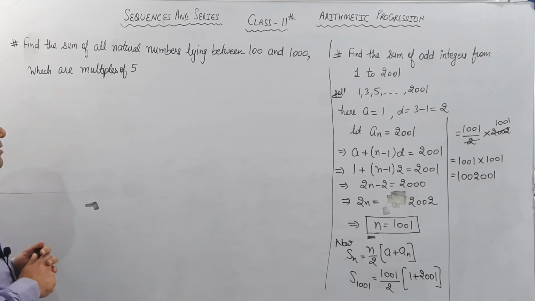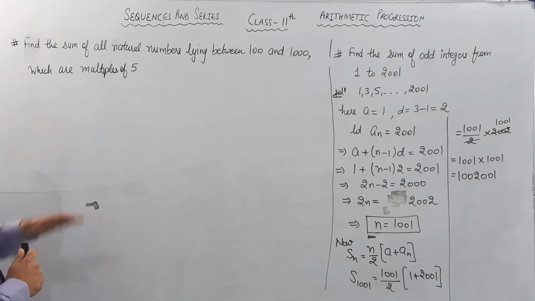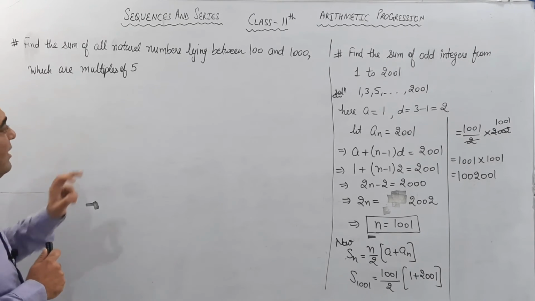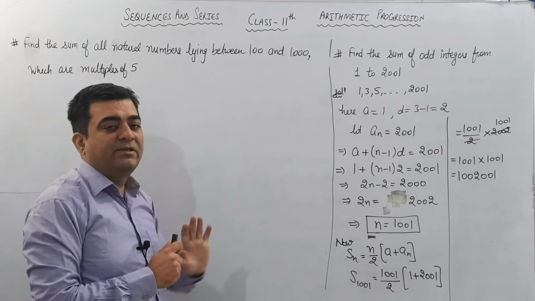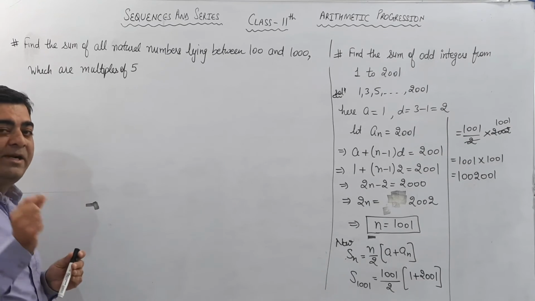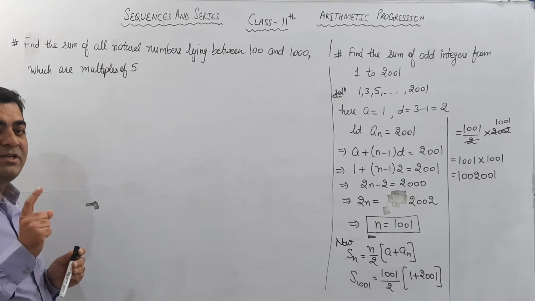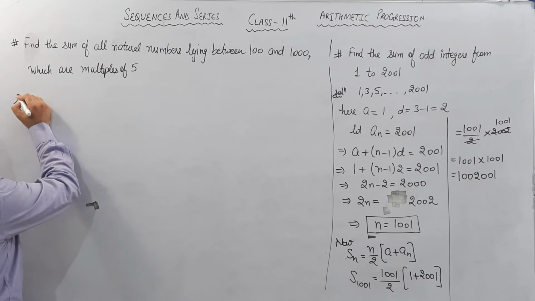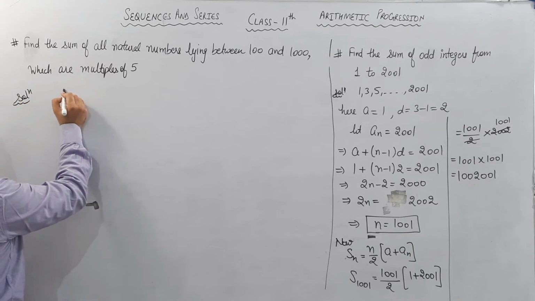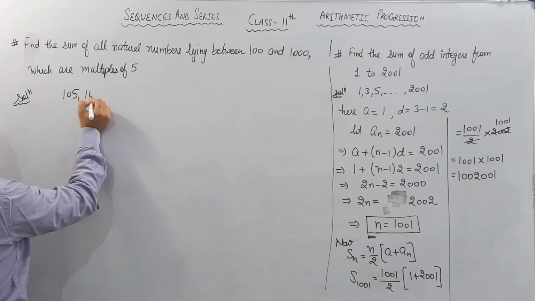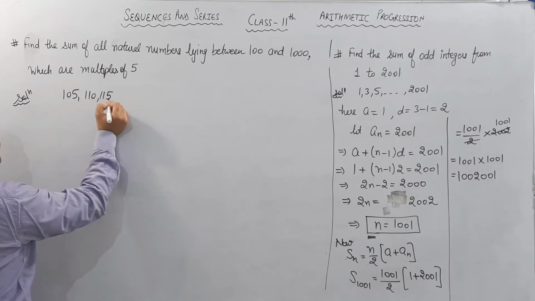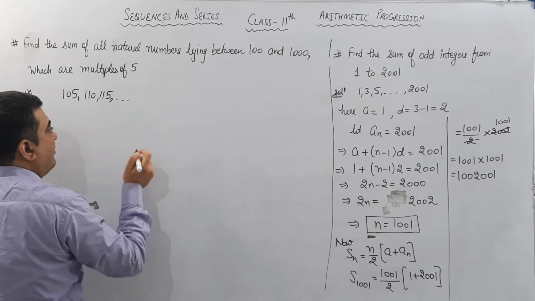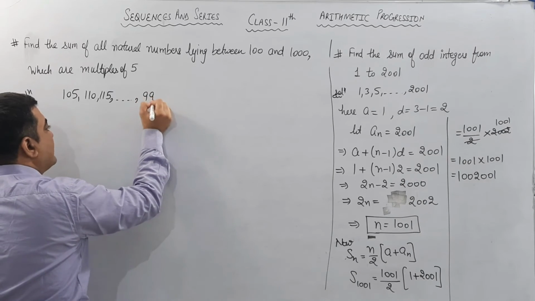Find the sum of all natural numbers lying between 100 and 1000 which are multiples of 5. We want to find the sum. Lying between means 100 is not counted and 1000 is not counted. 100 is completely divisible by 5. Then the first number after 100 which is divisible by 5 is 105. When 5 is added to 100, the first number is 105, the second is 110, next is 115 and so on. The last number 1000 is completely divisible by 5. The number before 1000 is 995.